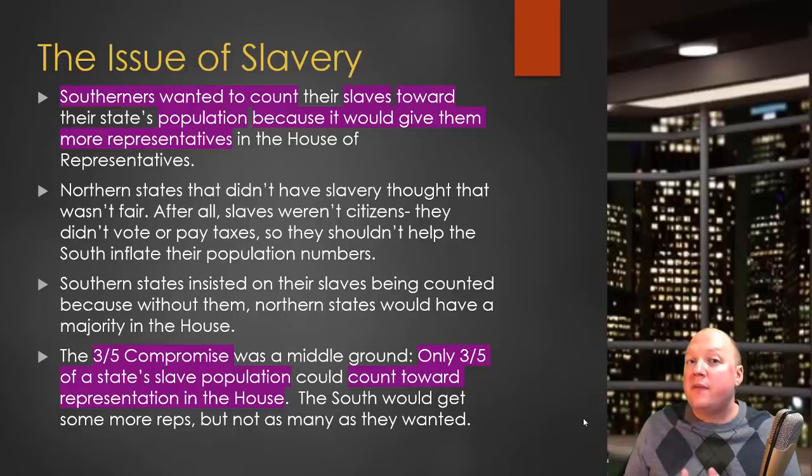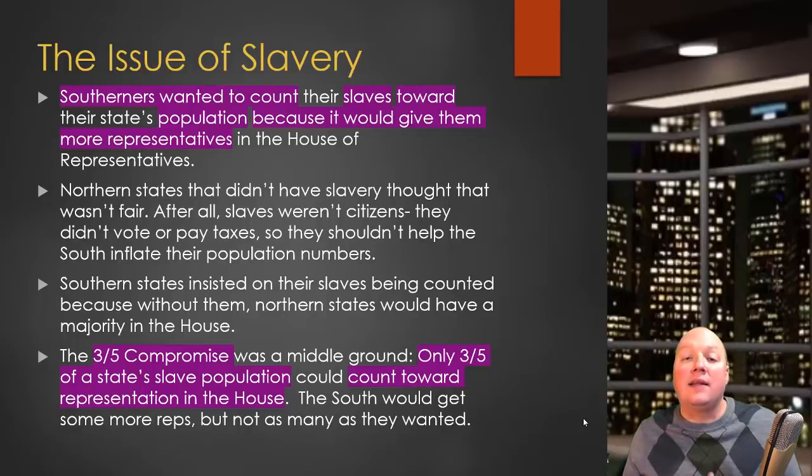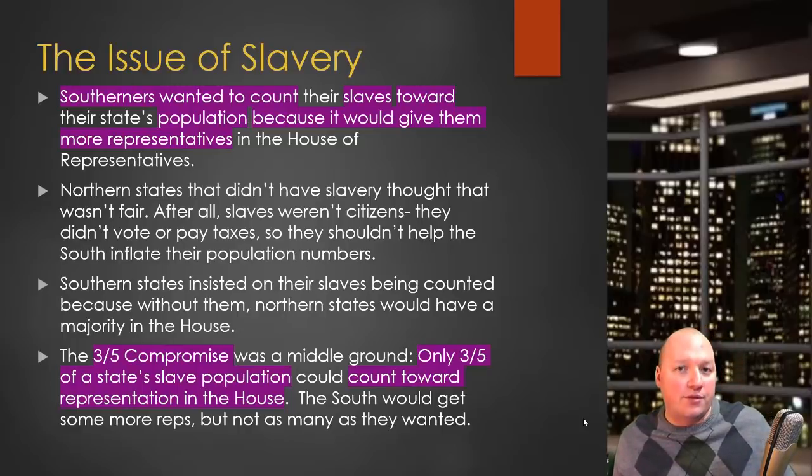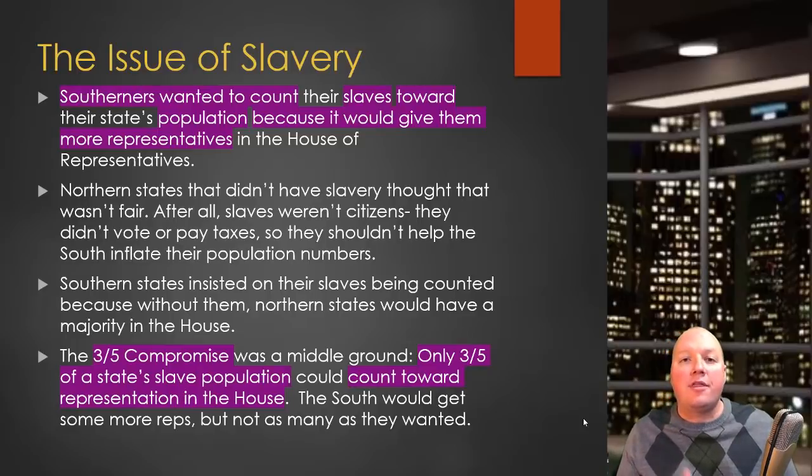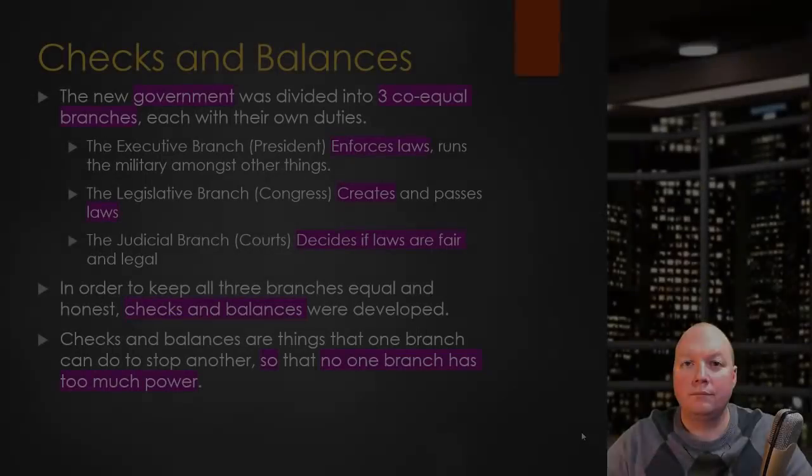So in order to keep the southern states on board and allow them to have a couple extra representatives, we allow them to count 3/5 of their slaves. This is called the 3/5 compromise.